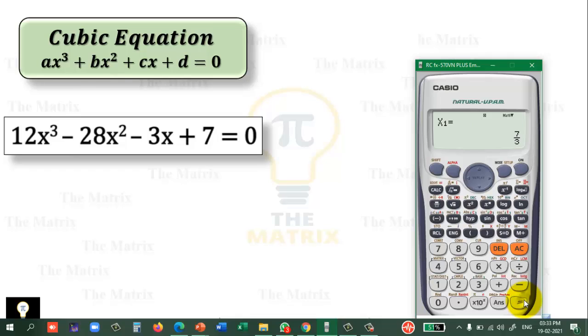Press the equal to button to see the first answer, that is 7 by 3. Then the second value of x is 1 by 2, and the third value we get is minus half. So this way we can find the roots of the equation. If it is a cubic equation, we have three solutions, and if we have a quadratic equation, we have two values of x. Thank you. Keep learning.